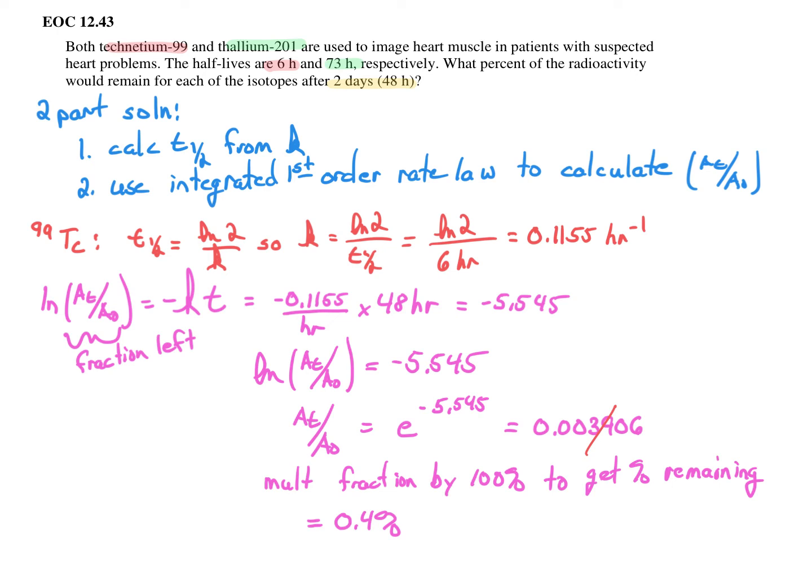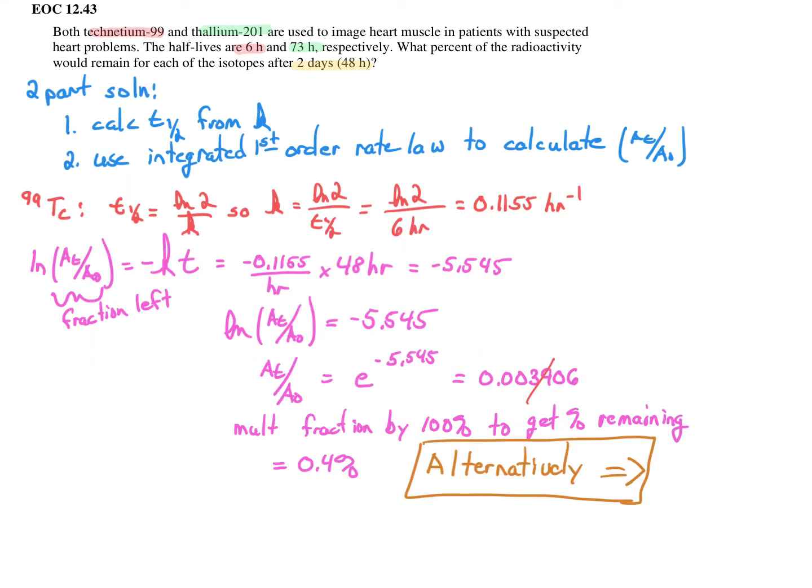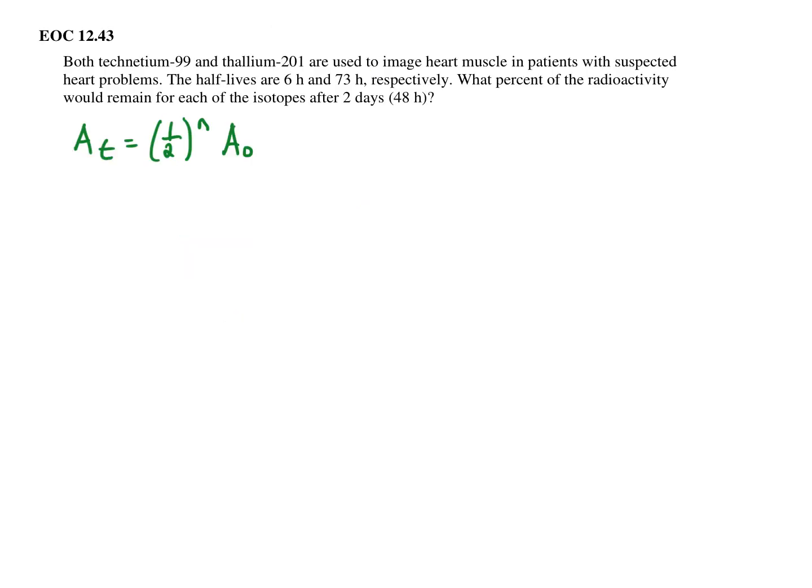Now there is an alternate pathway for this part of the problem because we actually have an integral number of half-lives in this problem. We can also calculate the amount remaining from A of t is equal to 1/2 raised to the n times A0. So we can write A of t to A0 is equal to 1/2 to the 8th power. And if we put this into our calculator, we see we get the same numerical result of 0.003906, or the same 0.4%.